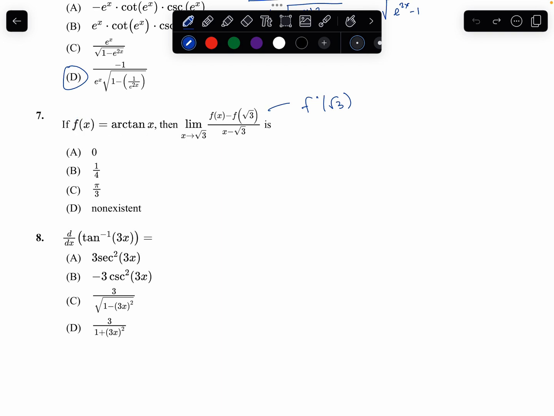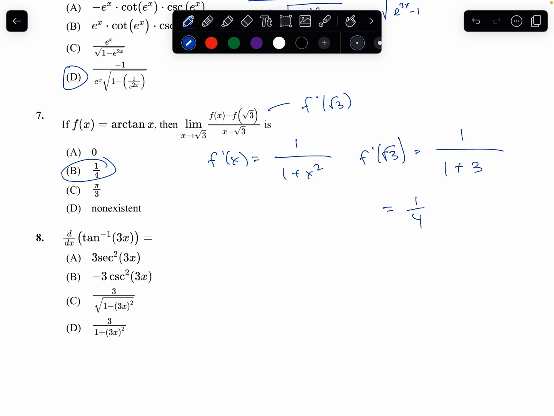And f of x is equal to arctangent. So I know f prime of x is equal to 1 over 1 plus x squared. And we want f prime of root 3. That's going to be 1 over 1 plus root 3 squared, which is 3, so this is going to be equal to 1/4. There we go.